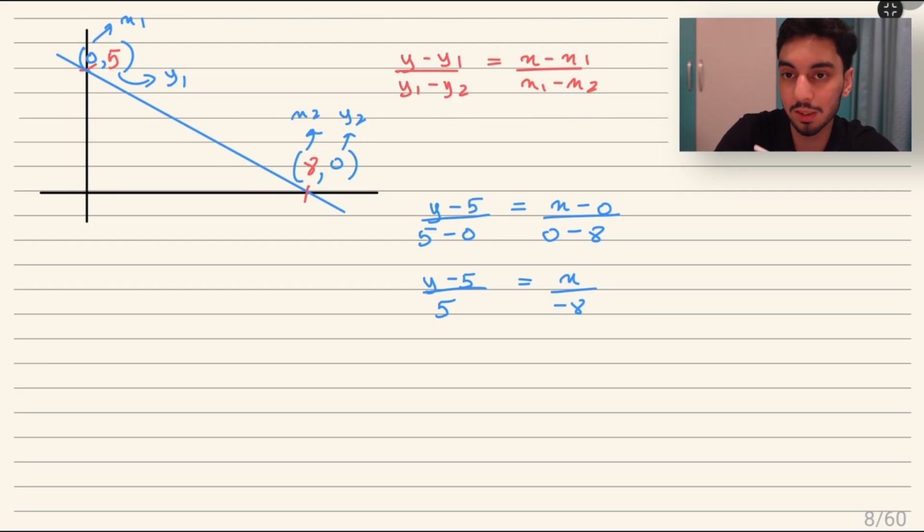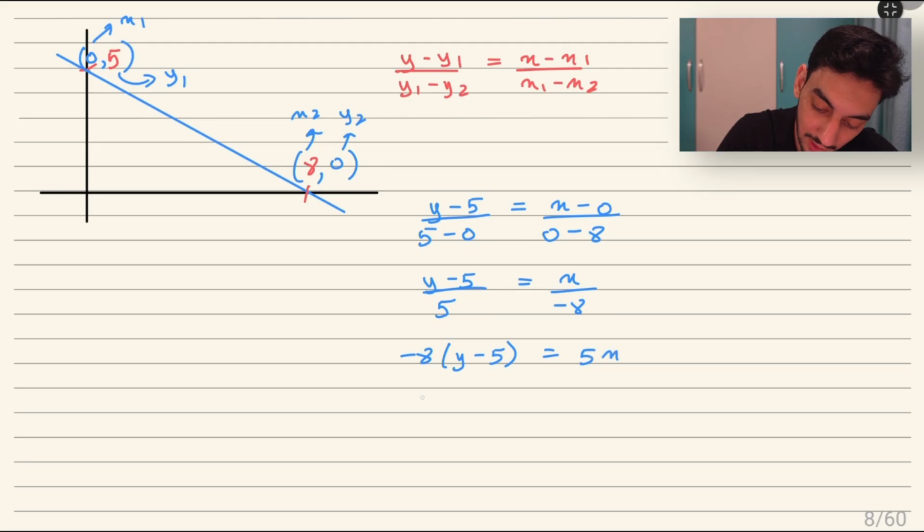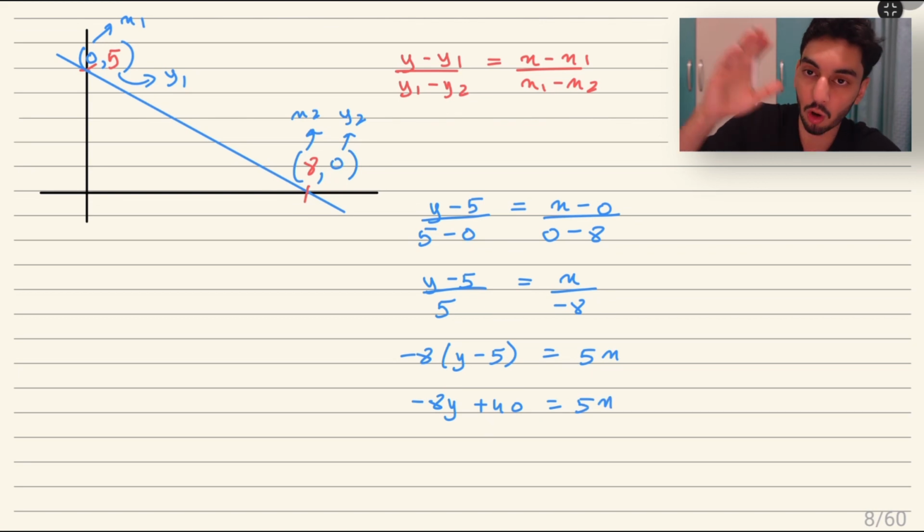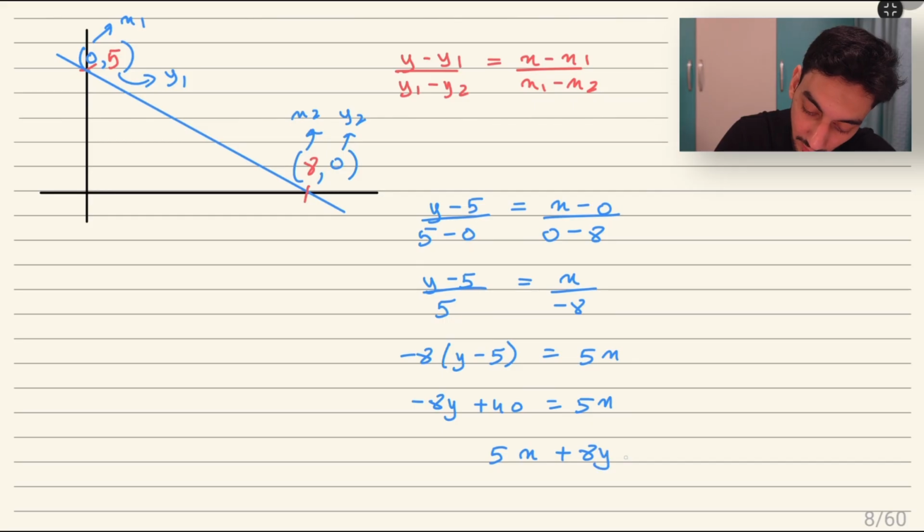Send this negative 8 to the other side, send the 5 to the other side. So it becomes negative 8 times y minus 5 is equal to 5 times x. Opening up the bracket, negative 8y plus 40 is equal to 5x. I send all of these things to the right hand side. So 5x plus 8y minus 40 is equal to 0, and that is the equation of line.